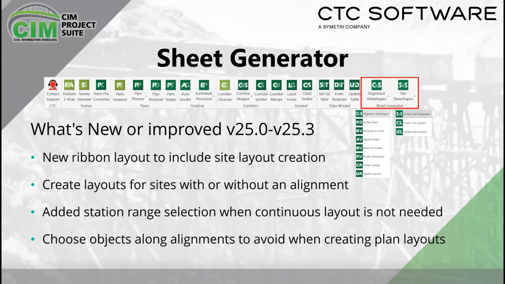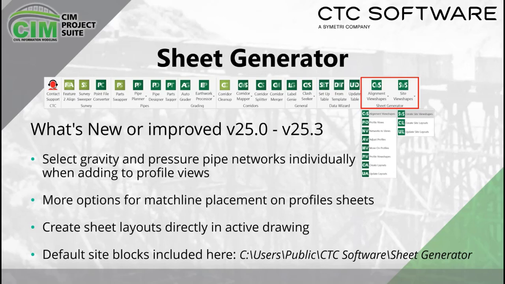And we added to the alignment view shape creations: we've added station range selection when continuous line layout is not necessarily needed. And we've also added a function to avoid objects along our plan layout. So no more cutting the sheet, laying it out, seeing where it hits something, and then coming back and editing it. We can choose those things right from the start.